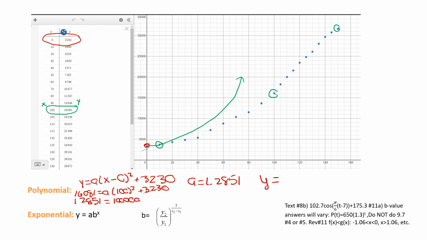So the model I have for the polynomial for this one would be y equals, and I could change my variables to match the question. I wasn't given any variables in the question, so I could use P at x there, or P at t for population at time, equals 1.2851 x squared, well, let's make it a t squared, plus 3,230. So there's a possible polynomial if we went with the quadratic.